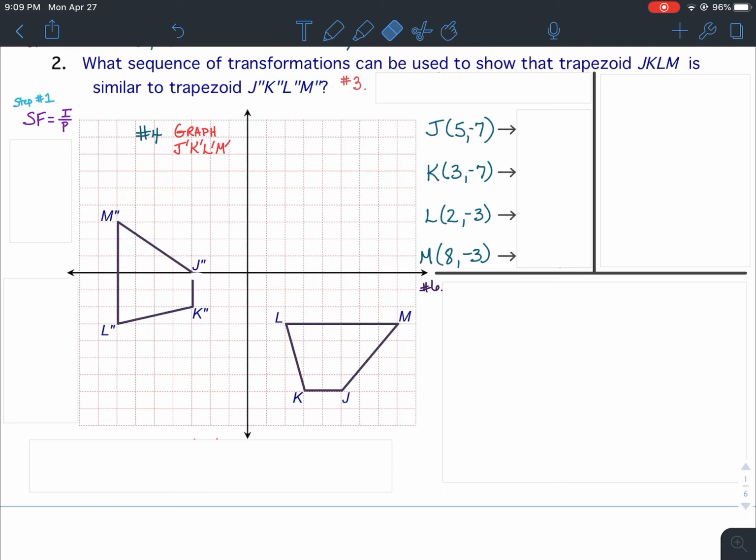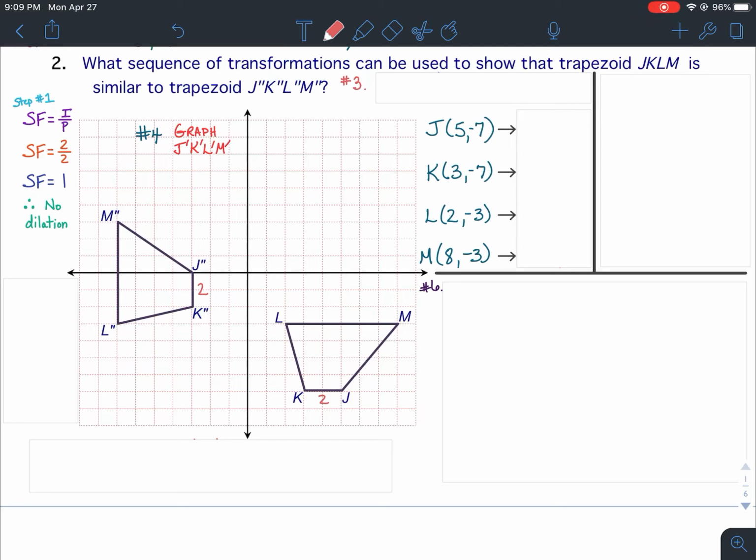J double prime, K double prime is 2 units. The corresponding side would be JK, which is also 2 units. If I take the image length, J double prime, K double prime, divided by JK, which is 2 divided by 2, I get 1. If I have a scale factor equal to 1, that means there wasn't a dilation, which makes this problem just a little bit more difficult. So there's not a dilation, we won't be working backwards.